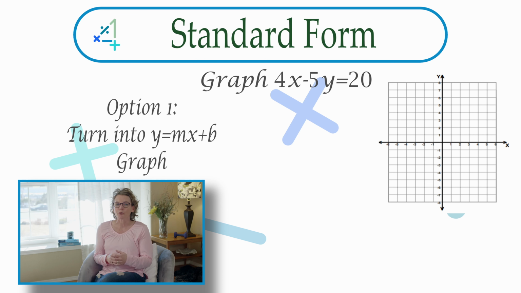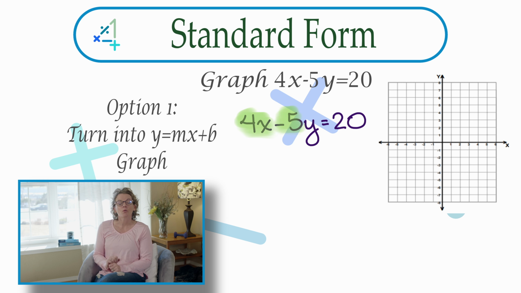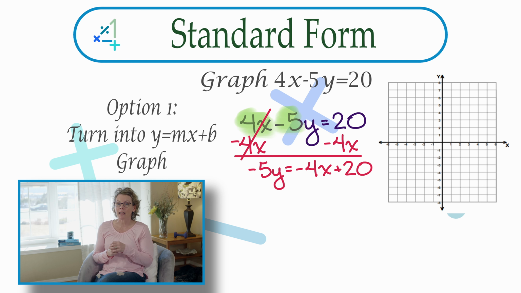We get to do algebra to isolate that y. Basically, get the y by itself. What's annoying it? The 4x and the negative 5 in front of it. First, we'll subtract 4x from both sides. I'll remember to put it in the front so it will look more like the mx plus b. Negative 5y equals negative 4x plus 20.